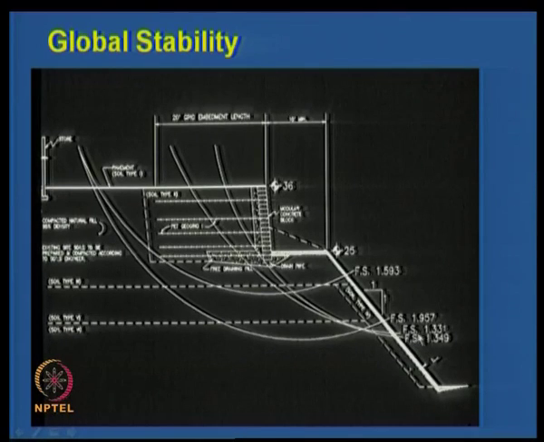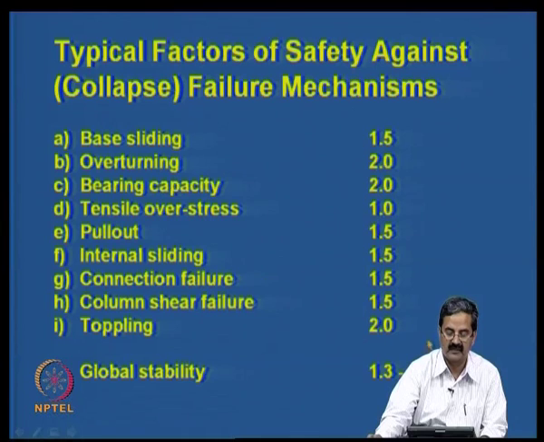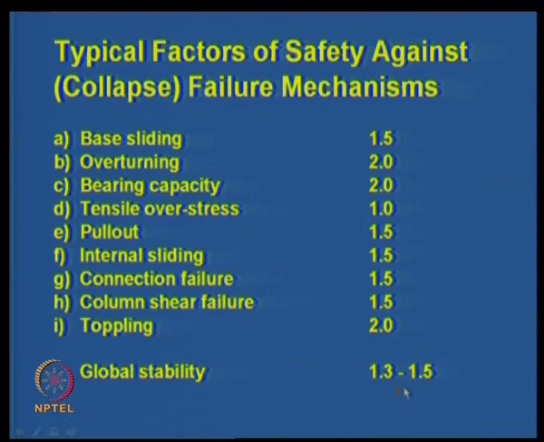You have to investigate all the failure surfaces. You can see 1.33, and you have all these numbers, and definitely it's more than 1.3, so it's okay. You have to do some sort of analysis like this. The typical factors that we recommend are base sliding 1.5, and bearing capacity, tensile overstress, and toppling, all of which you have to verify and calculate. Global stability should be 1.3 to 1.5. In the previous case, it's more than 1.3, so it's okay.